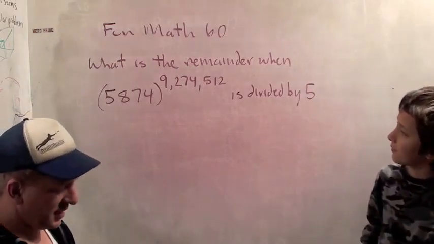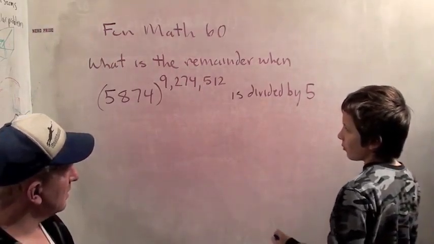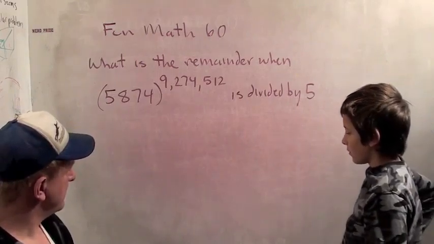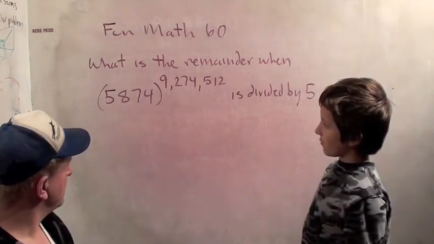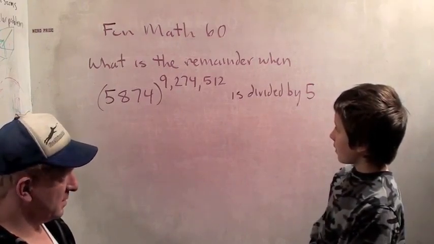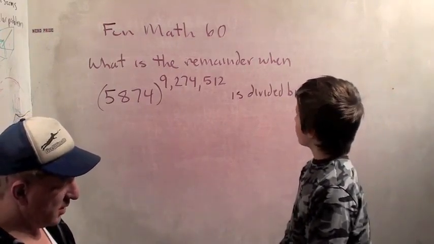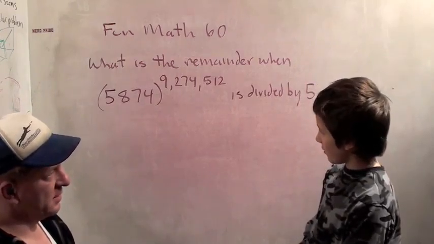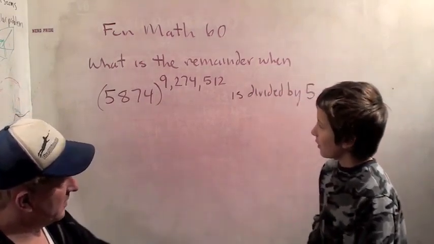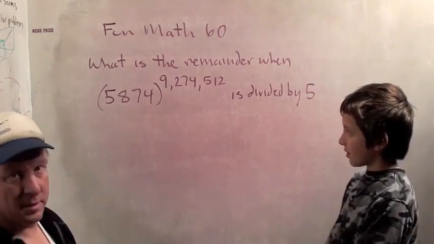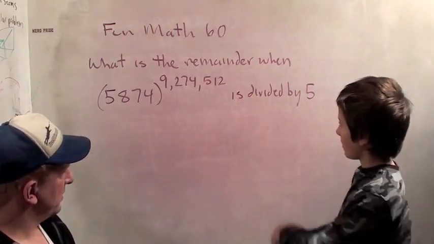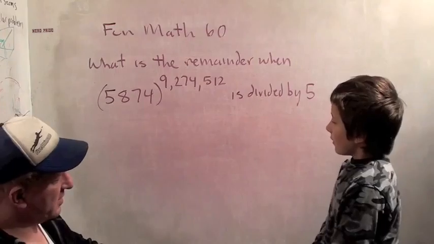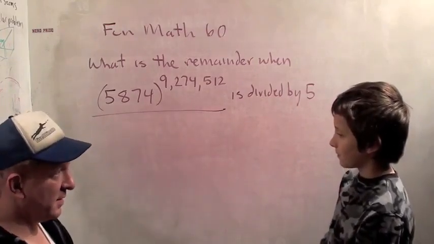So what do you think we need to do here? We don't know any powers of 5,874. No, we sure don't. So what are we trying to figure out? Let's start there. We're trying to figure out the remainder when 5,874 to this power is divided by 5. That's all we're trying to figure out.